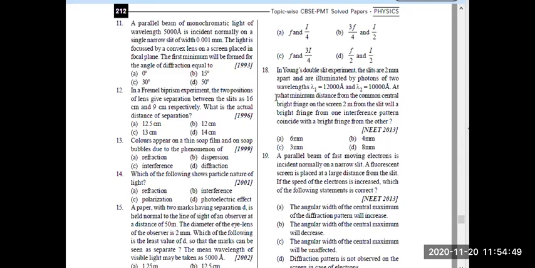Okay, 11th, right? 11th. A parallel beam of monochromatic light of wavelength 5000 angstrom is incident normally on a single narrow slit of width given. Wavelength given, width given. Light is focused by a convex lens on a screen placed in the focal plane. Okay, right? The first minimum will be formed. The angle of diffraction is equal to. Now, ध्यान दो, ये बेसिक फॉर्मूला है, वेरी इजी फॉर्मूला, हम लोगों ने बहुत क्वेश्चन ऐसा किया है, ठीक है, राइट? सो थीटा पूछा है ना, सॉरी, थीटा पूछ रहा है, वो भी किसका?